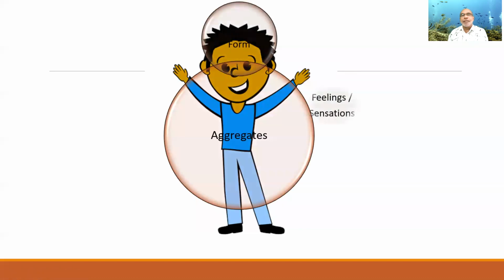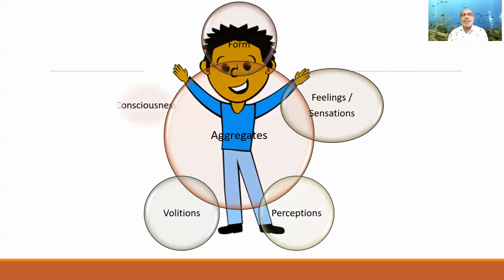Physical form aggregate, sensation aggregate, perception aggregate, volition aggregate, and the consciousness aggregate. So a living being like you can be considered as consisting of 5 aggregates, without thinking of from which input this is generated. That means whether it is generated by the action of the eye or the ear or nose, we don't consider here. We just consider the factors only, the aggregates only.